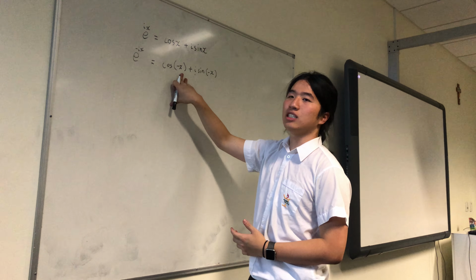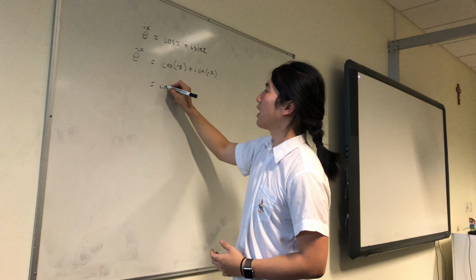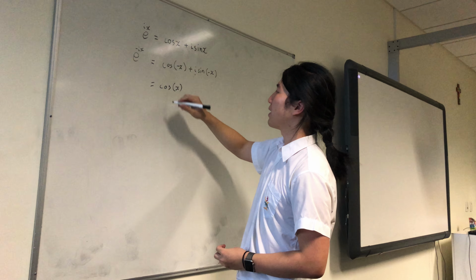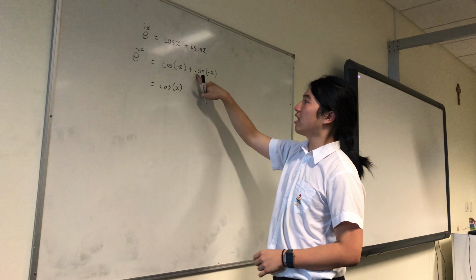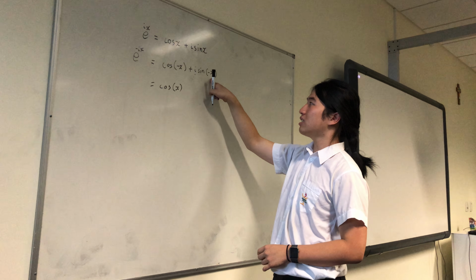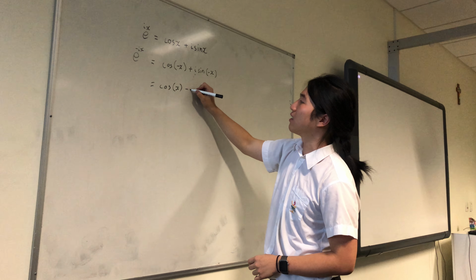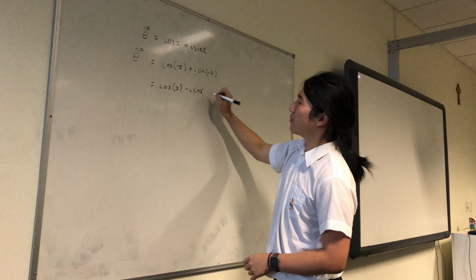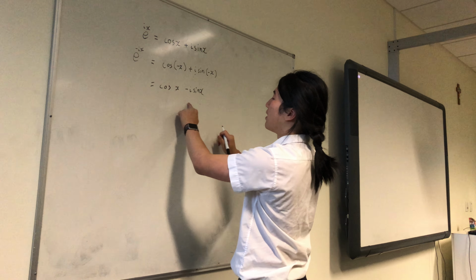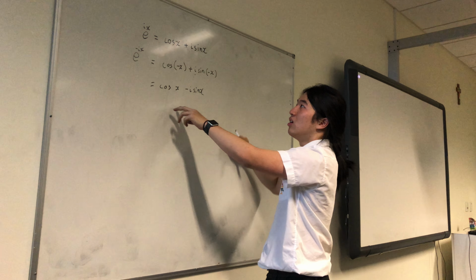However, cos of a negative angle is really just equal to the cos of the angle itself, because cos is independent of positives and negatives. However, sine is the other way, because if you put a negative angle in sine, it will spit out the negative. So now we have cos of x minus i sine of x.